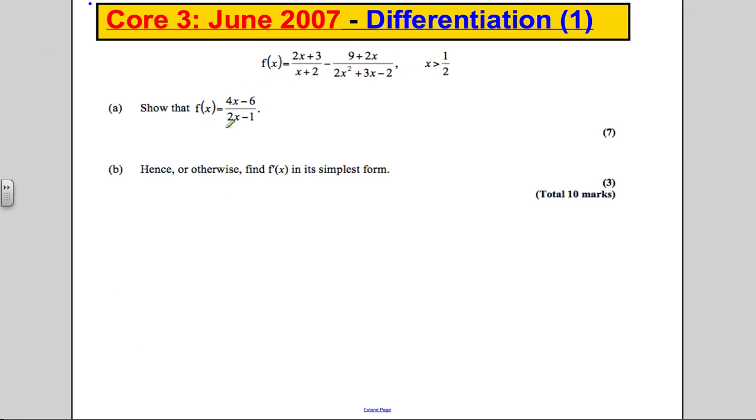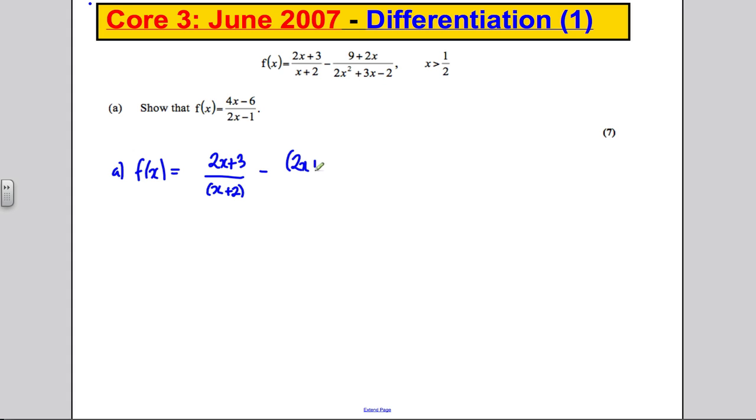Here's your function. You're asked to show that f of x is equal to this. It's a 7 marker, so let's have a go. As I've always said with doing these, factorising is the absolute key. So f of x would be equal to, can't factorise that first fraction at all. Can you factorise this? No, but I'm just going to write it as 2x plus 9. I'm going to write it the other way around, and I'm going to try and factorise the bottom here into surely a 2x and an x, and it would be plus 2 here and negative 1 here.